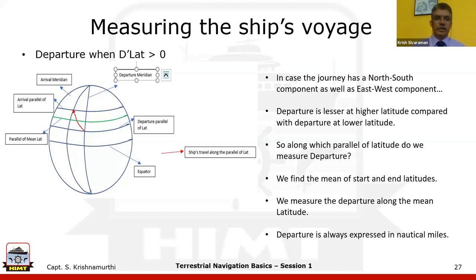North-south displacement we call D-lat, and the east-west displacement we call departure. The only complication with departure is that if you're moving across angles of latitude, then you have to take the mean latitude. In fact, you should take something called the mid latitude. That difference is there because of the oblique spheroid shape of the Earth. But we'll come to that later. For now, we will be happy to measure the departure along the mean lat. That is the parallel of mean latitude. Whatever distance is there between the two meridians, that is your east-west distance.